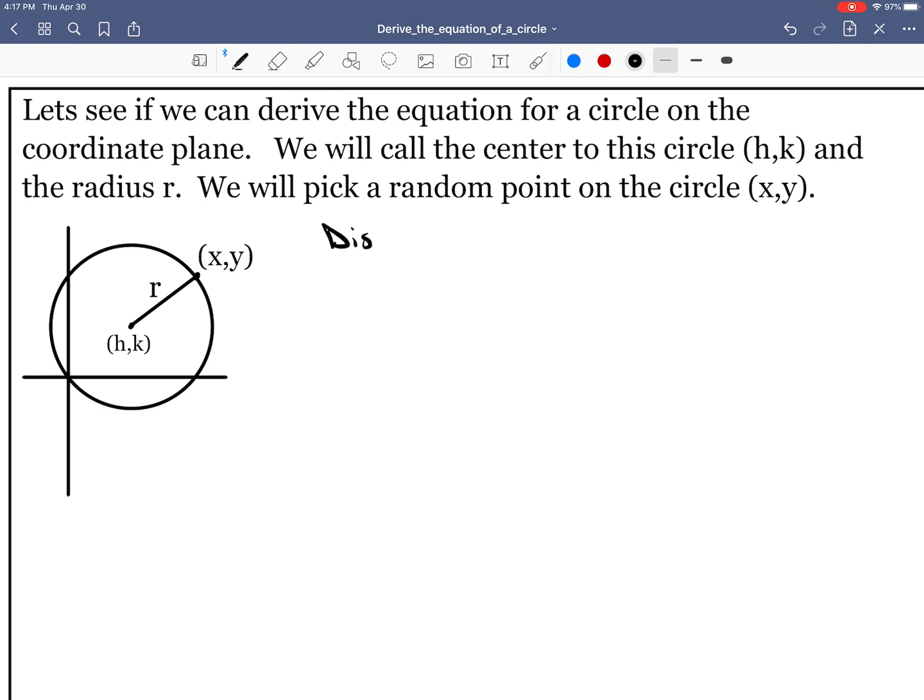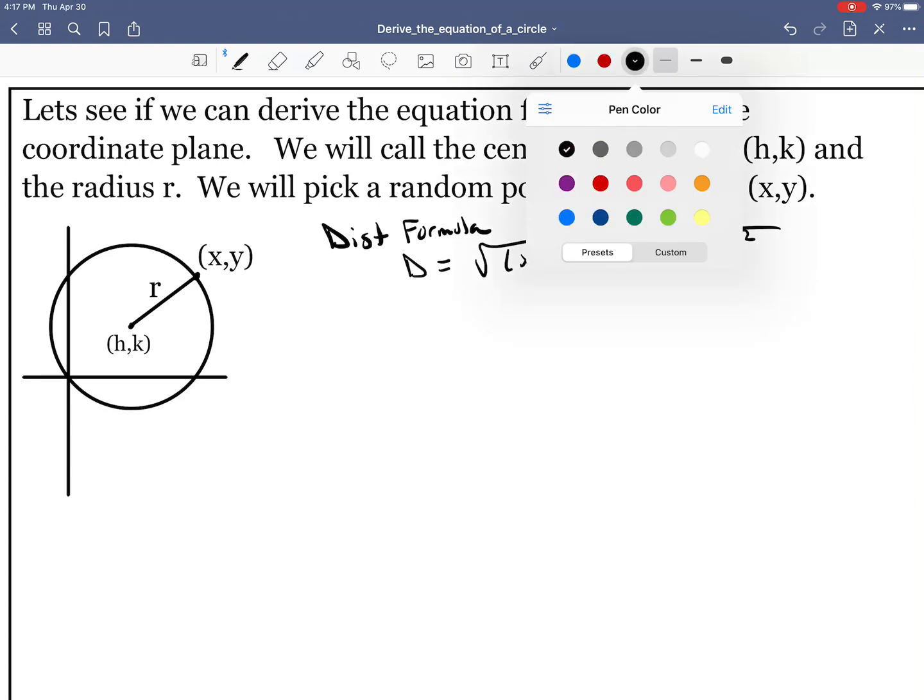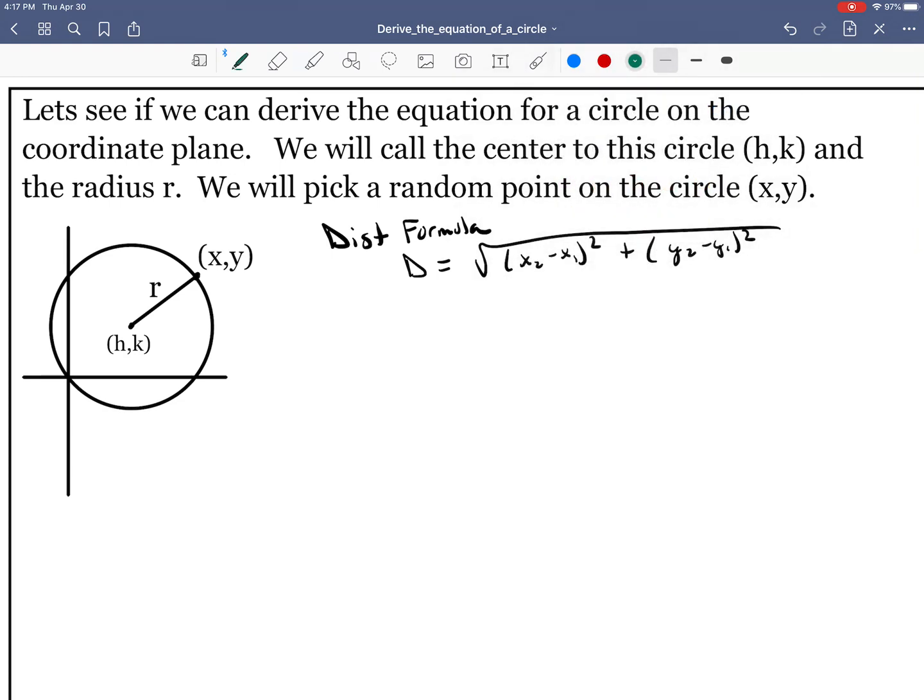Now what we need to know is the distance formula, because we're going to use the distance. The distance formula is the square root of the change in the x's, x2 minus x1 squared, added to the change in the y's, y2 minus y1 squared. And we've seen in the past how this distance formula is also like the Pythagorean theorem. So we're going to see that to be true here as well.